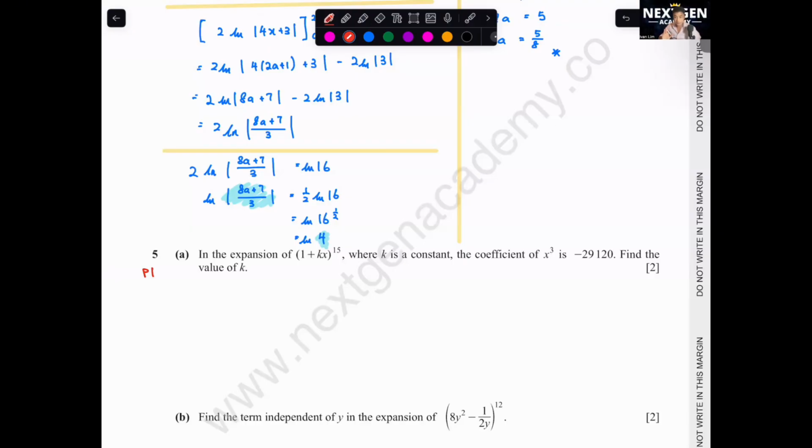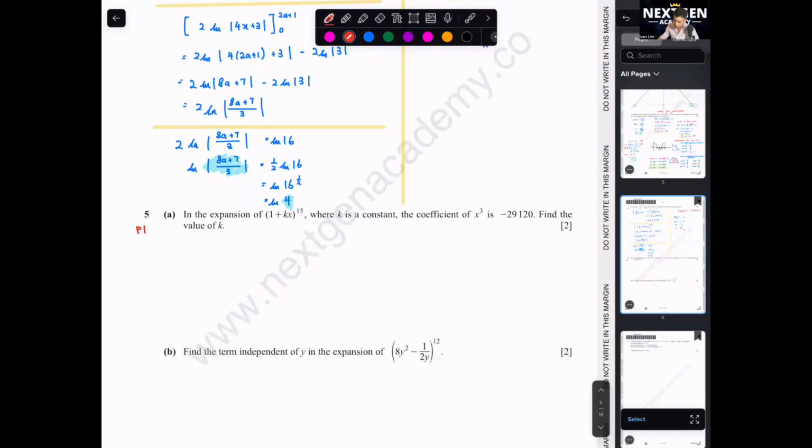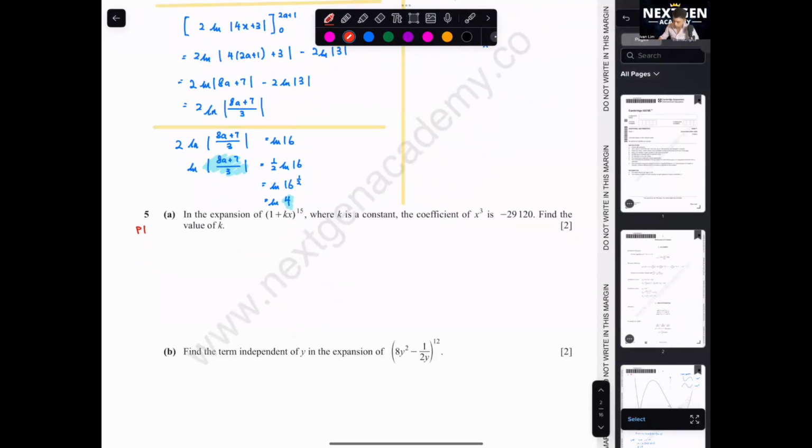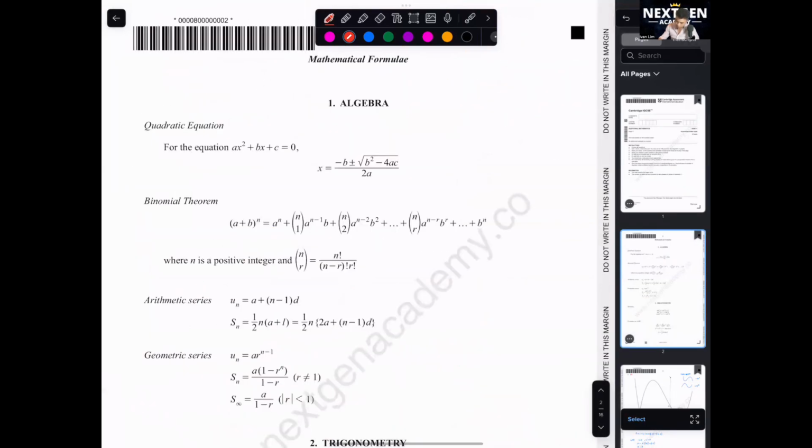This type of question can potentially come out here, but maybe they won't give you so big a value as in the 50. So just take note of this. Why I say this is because you can use this formula here, which is this one here.